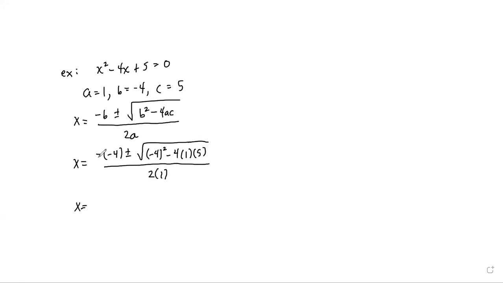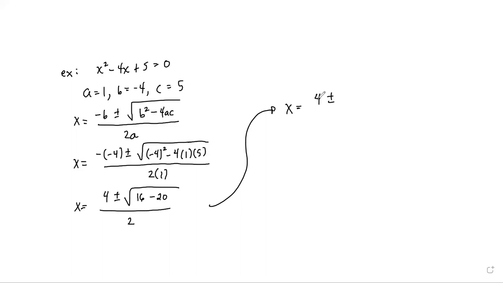So here we have negative of negative 4, which is positive 4, and then plus minus the square root of negative 4 quantity squared, which will be positive 16. And then we have the product of negative 4, positive 1, and positive 5. So the product will be negative 20, all over 2 times 1, which is 2. Now 16 minus 20 is negative 4. So we're getting 4 plus minus the square root of negative 4 all over 2.